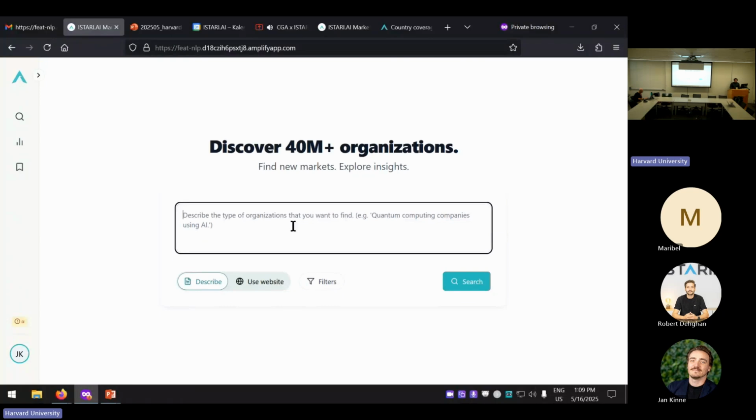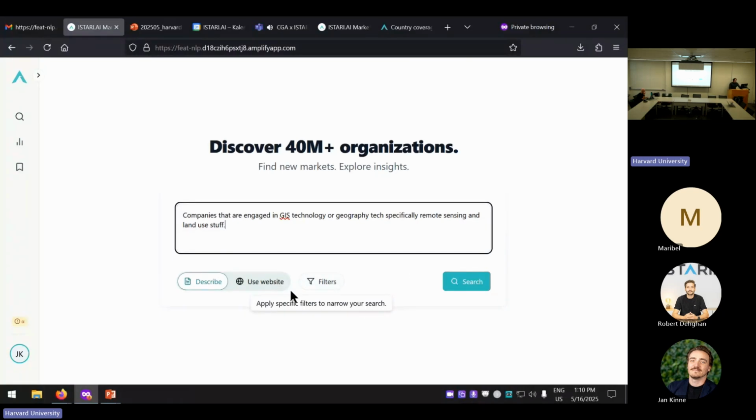So I can type something like: looking for companies that are engaged in GIS technology or geography tech, specifically remote sensing and land use stuff. Okay, so I can really just type in the type of organization I want to find.